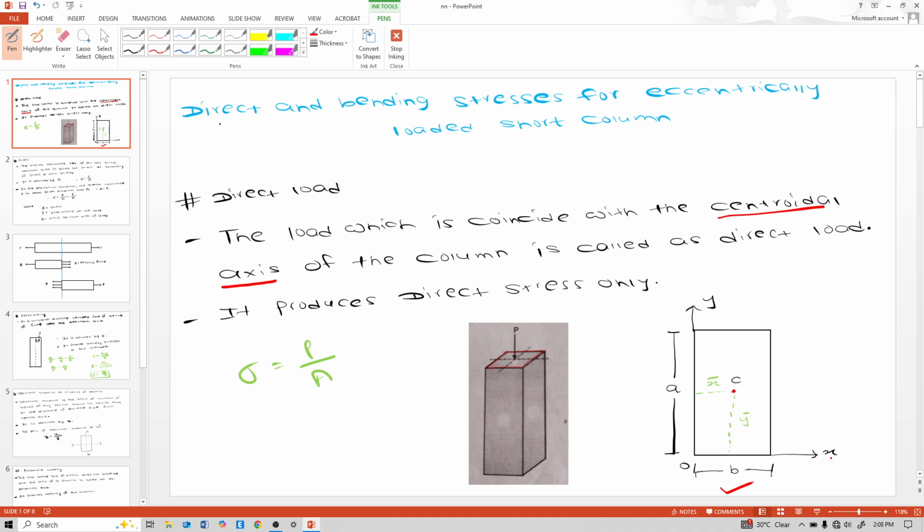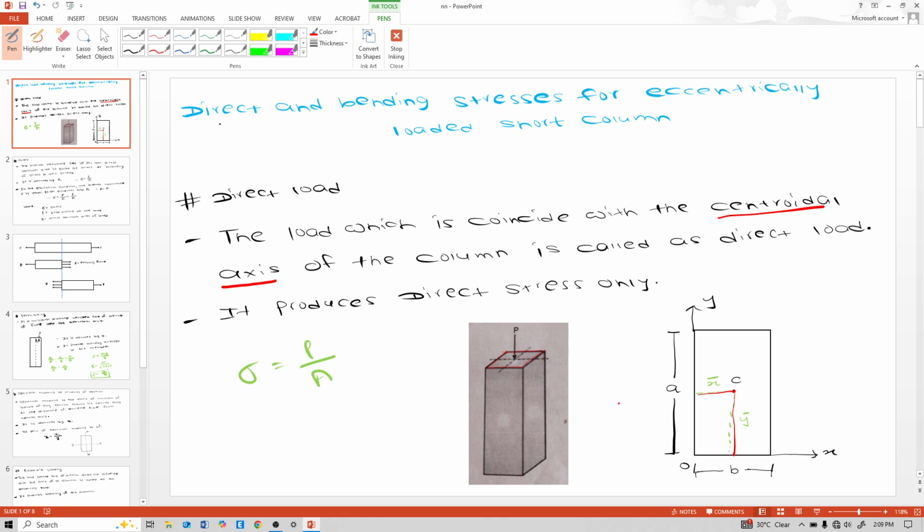This is the x-axis, this is the y-axis. Let us consider this x-axis and y-axis of this rectangle, and this side is side A, this side is side B. So this C is y bar distance from the x-axis, and this C is x bar distance from the y-axis.